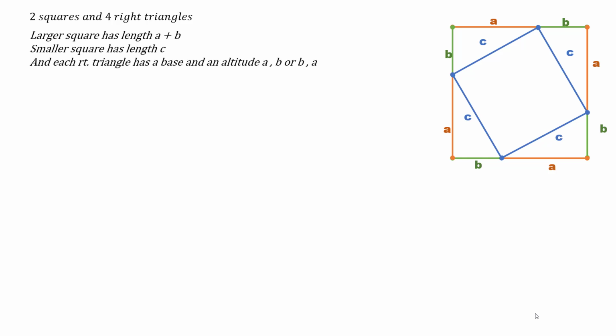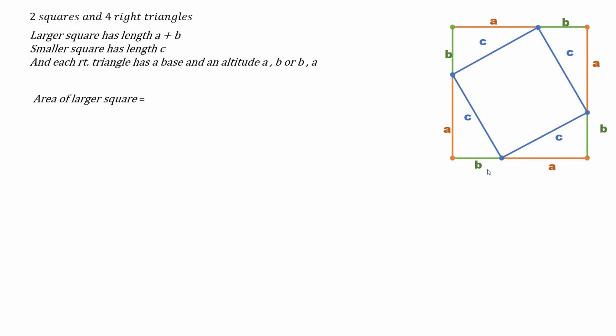The larger square has length A plus B, as we can see, and the smaller square has length C, and each right triangle has a base and an altitude A or B. I'm using the word or because we can interchange them, as you can see in the following figure. Here we have A as a base and B as a perpendicular, B as a base, A as a perpendicular, again B as a perpendicular and A as a base, A as a perpendicular and B as a base. So we can interchange A and B.